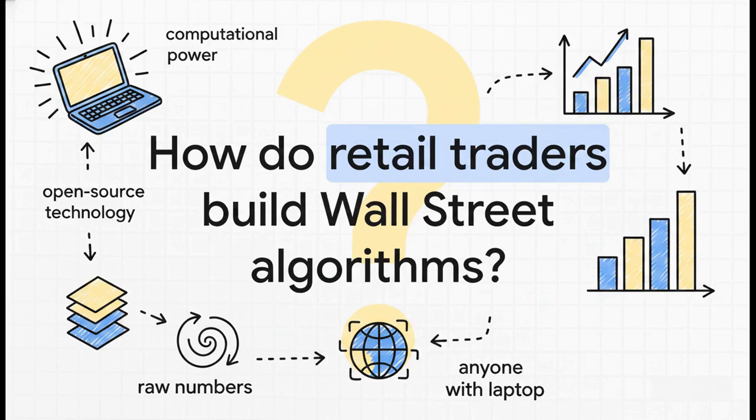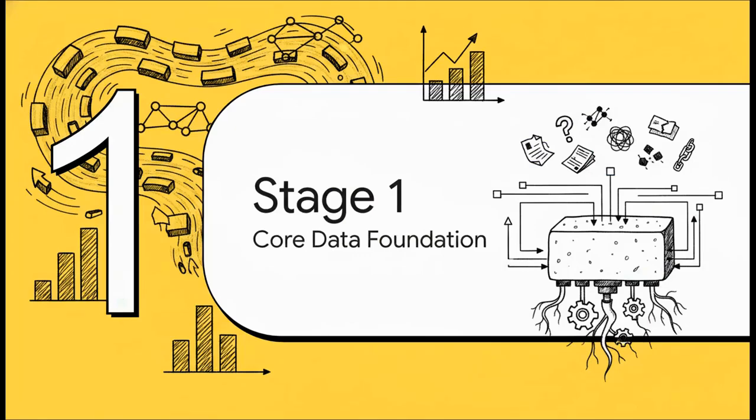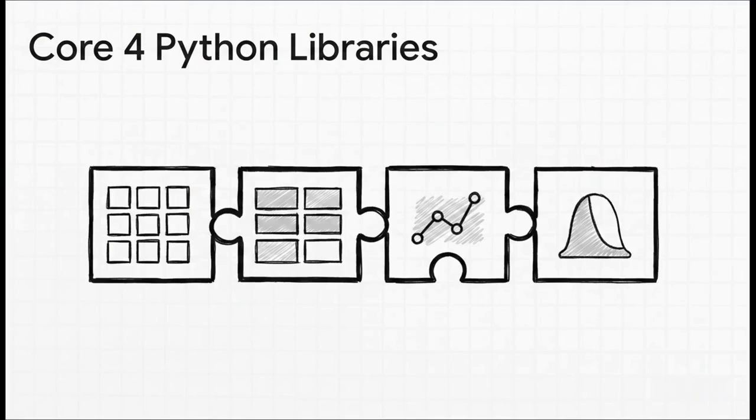So, to solve this mystery, we're going to walk through the journey of a Python quant, step by step, going straight from raw numbers to a fully deployed trading application. Okay, so this journey kicks off with stage 1, the core data foundation. Look, before we can even think about complex algorithmic trading, we have to establish a rock-solid foundation to handle raw, messy financial datasets. To do that, every single quantitative analyst absolutely must master these core 4 libraries first. You can kind of think of these as your foundational toolkit.